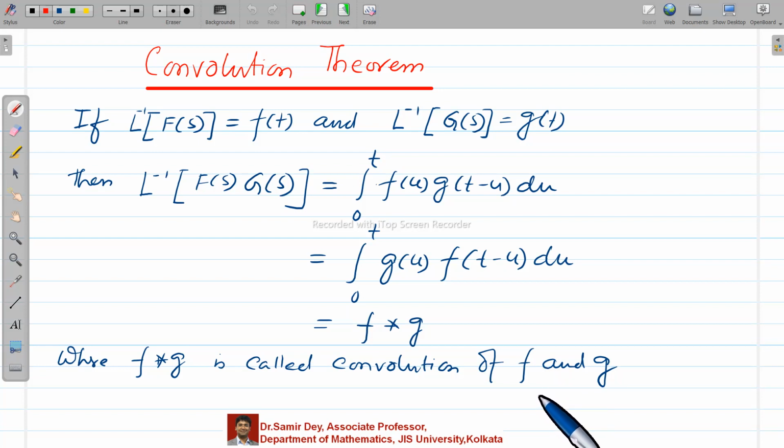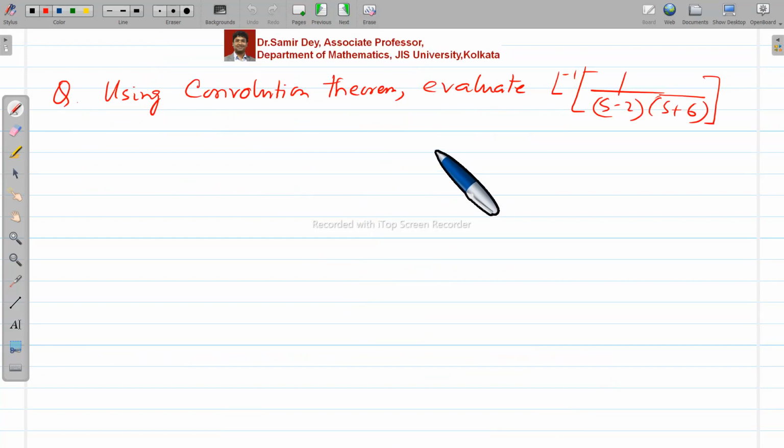Now I am going to discuss how to implement this convolution theorem to solve some questions from Laplace transform. Here I have considered one problem to solve using the convolution theorem. Now try to understand how to solve it. Solution.